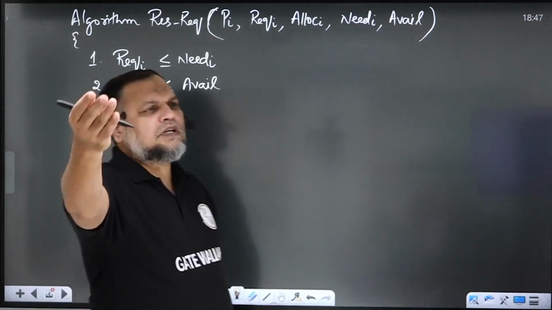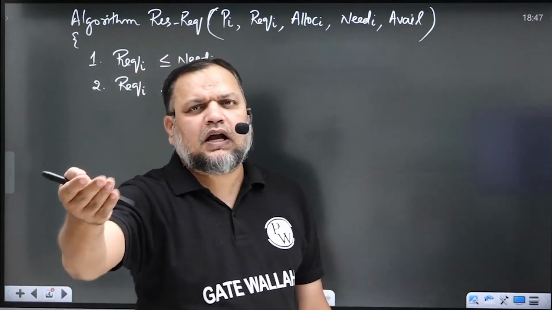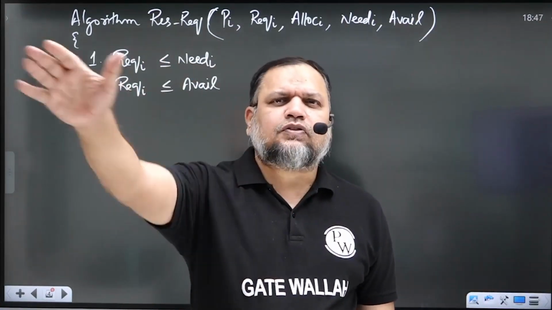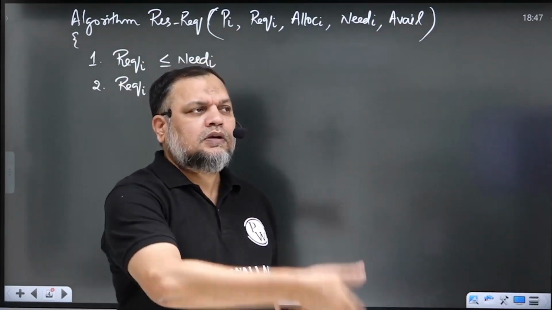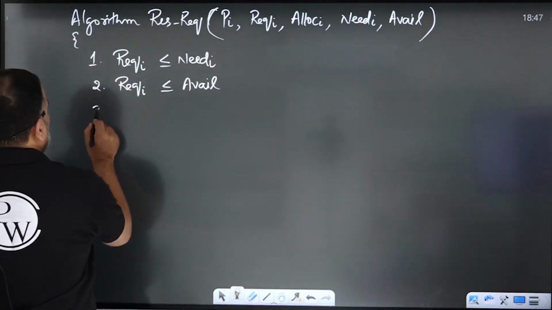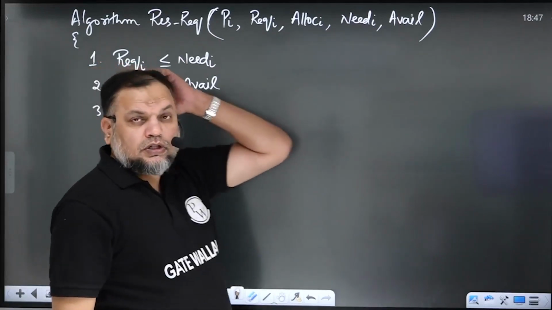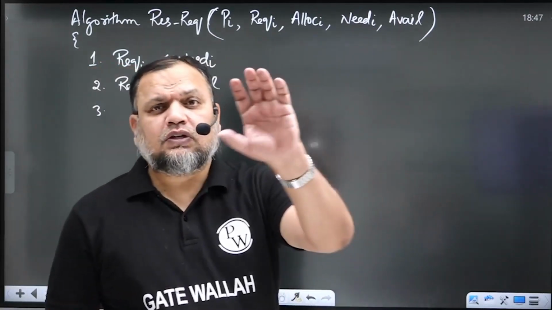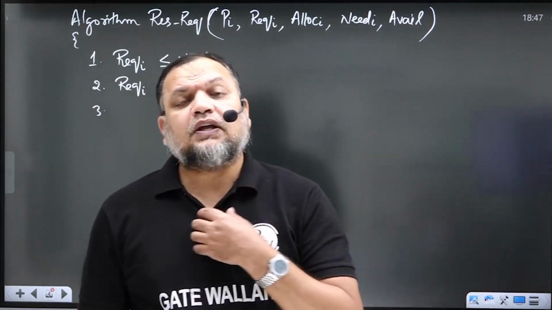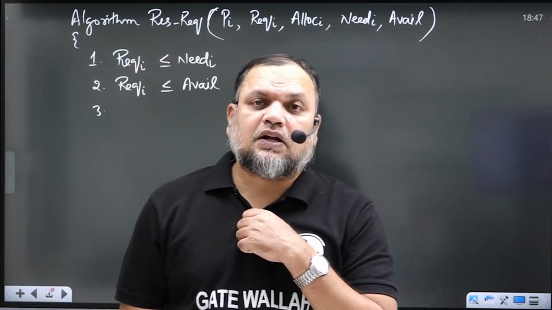Like this fellow is asking 10 lakhs, I have only 5 lakhs, how can I satisfy? Immediately I would say, sorry sir, you wait for some time, till my available cash improves in the bank. If this is also true, okay, this fellow is asking 10 lakhs, I have 20 lakhs. So it appears as if I can satisfy, but I won't satisfy like that.